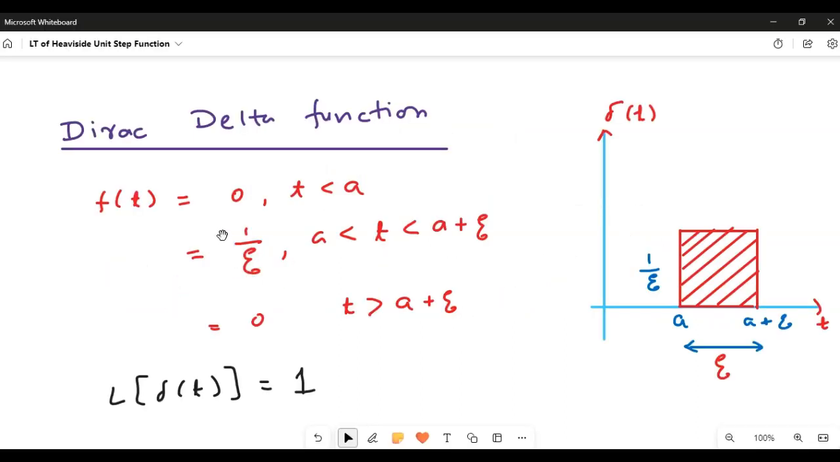Now we will see Dirac delta function. We will see Laplace transform of Dirac delta function. So before we go to Dirac delta function Laplace transform, we will see what is Dirac delta function.